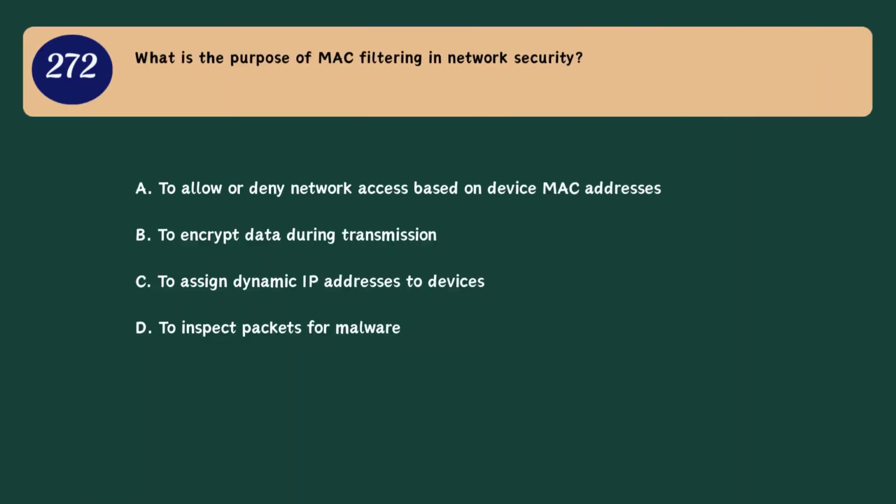Question 272. What is the purpose of MAC filtering in network security? A. To allow or deny network access based on device MAC addresses. B. To encrypt data during transmission. C. To assign dynamic IP addresses to devices. D. To inspect packets for malware.